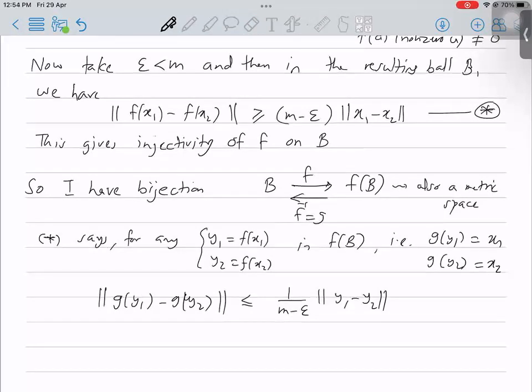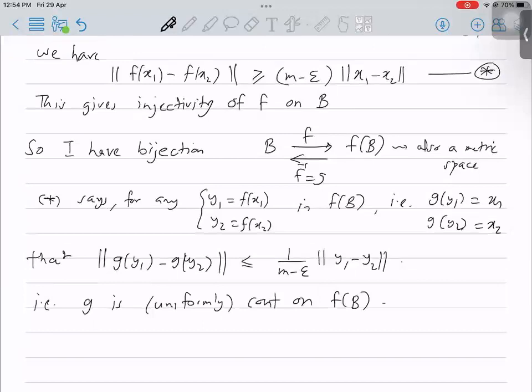So, i.e., g is uniformly continuous on which set? On f of B. Okay, so right now I have no idea what the set f of B is like, but I know that.